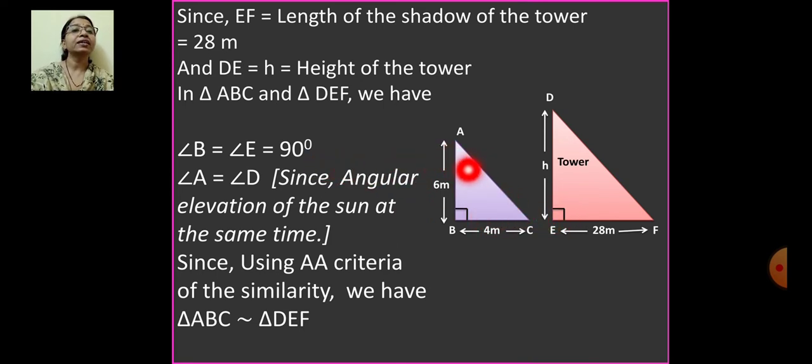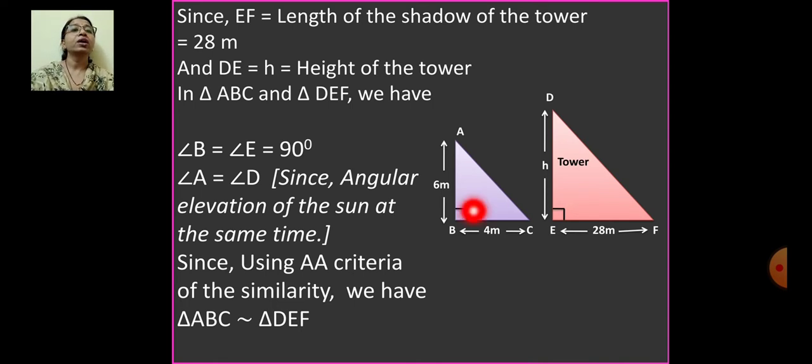Now angle A and angle D are the angles formed by sun rays with the object, and the angular elevation of the sun at the same time is always equal. That means at the same time the sun rays make equal angle with any object. So that is why angle A is equal to angle D. As reason, you can write the angle of the shadow cast at the same time.